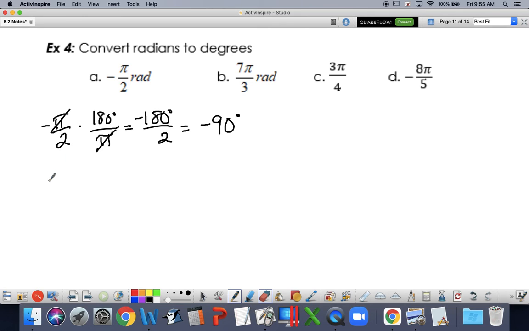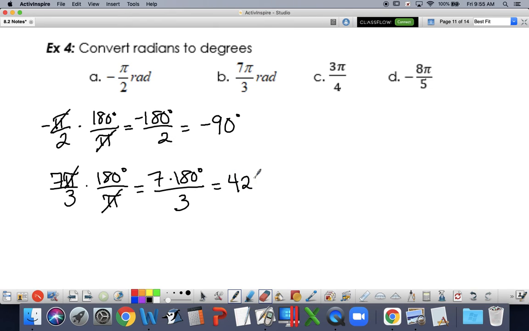Let's try letter B. I get 7 pi over 3 radians. So I'm going to multiply by 180 degrees over pi. My pi's simply cancel out, and then I'm going to pick up my calculator to do some additional math. So I'm going to do 7 times 180 degrees divided by 3. I get out 420 degrees. I encourage you to try C and D on your own. C is 135 degrees, and D is negative 288 degrees.